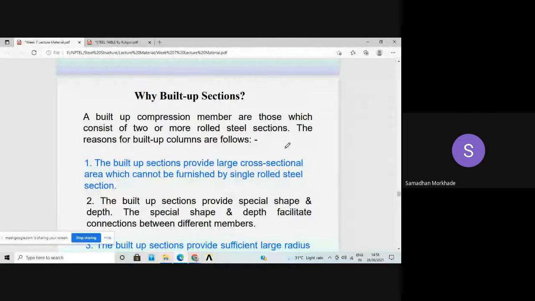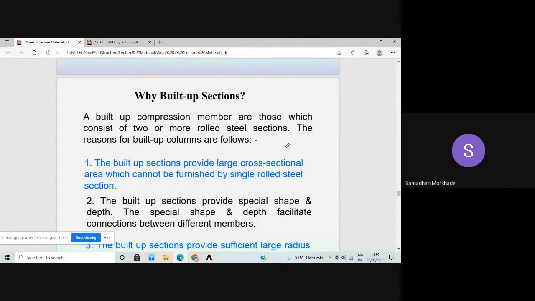So in this one example, I have almost covered the design of built-up compression members with two angles placed in a star pattern, two angles placed on opposite sides of the gusset plate, two angles placed on the same side of the gusset plate, and the single angle sections. Almost four cases we have discussed in one single example. The design procedure remains the same; only the calculation of moment of inertia and minimum radius of gyration changes. So you have to develop that concept.